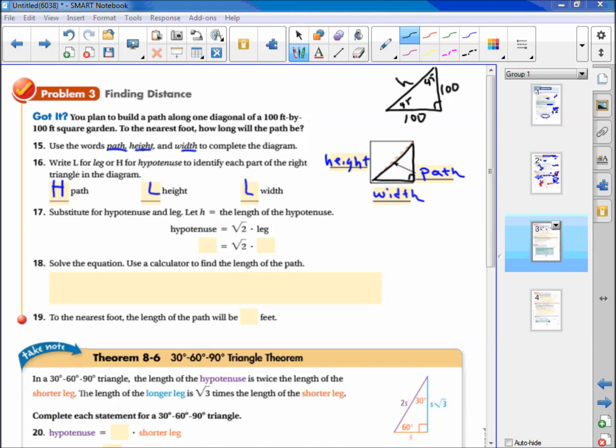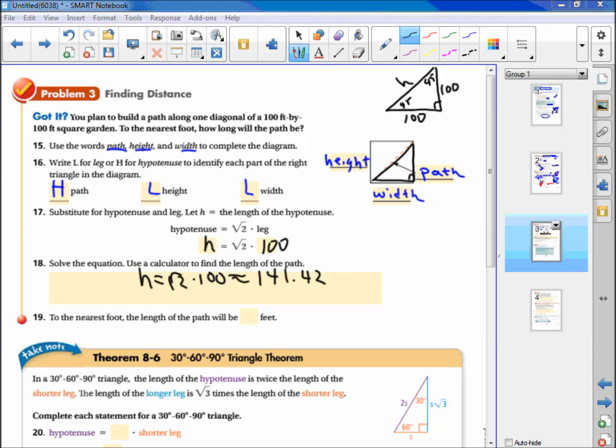So for number 17, substitute for the hypotenuse and the leg. Let H equal the length of the hypotenuse, and then we know our leg is 100. Solve the equation, use a calculator to find the length of the path. So we're just estimating here. So we're going to do H equals the square root of 2 times 100 on our calculator. And estimate it out. And it's going to be about 141.42 and then some other stuff, okay?